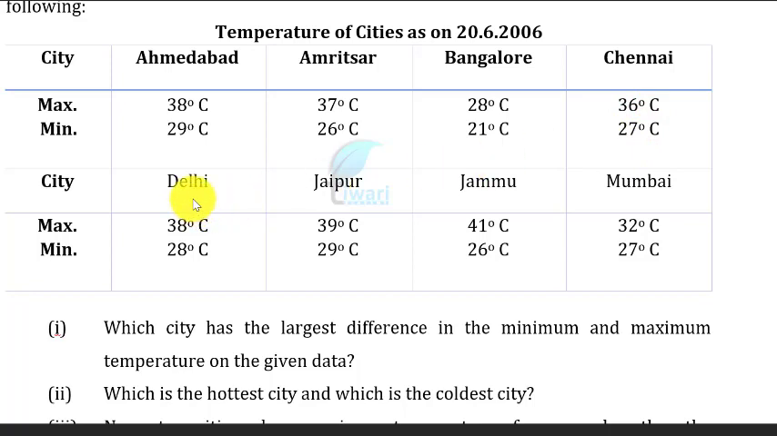Then in Delhi, 38 is the maximum, 28 degrees Celsius is the minimum. Jaipur, 39 degrees Celsius is the maximum, 28 degrees Celsius is the minimum. And Jammu, 41 degrees Celsius is the maximum, 26 degrees Celsius is the minimum. And Mumbai, 32 degrees Celsius is the maximum, 27 degrees Celsius is the minimum.